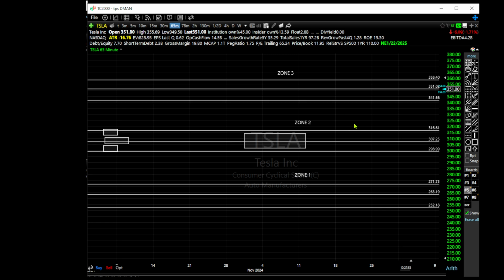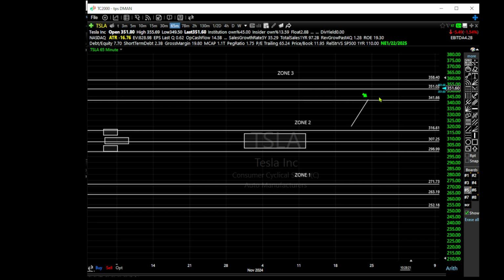So how do I play things? Like PanW, like I just took profits on. Why? Well, we're breaking from one zone and we just start hitting value area low. This green arrow is going to be a sell for me. So I would sell some right here.